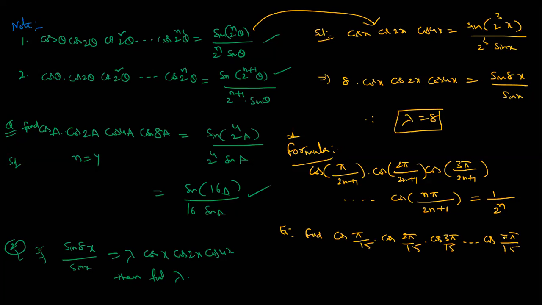What is the value of n here? n is given 7. So 2n plus 1 is 2 into 7, 14 plus 1, 15, satisfied. What is the answer here? So answer is how much? 1 by 2 power n. So apply the formula. Cos theta, cos 2 theta, cos cube like this is coming. So this one is derived from this case only.